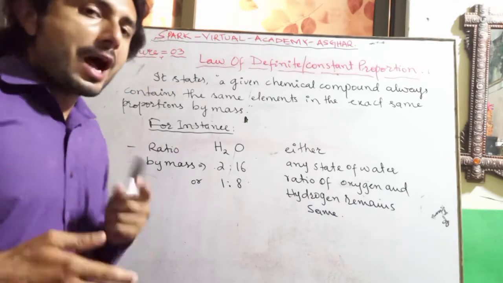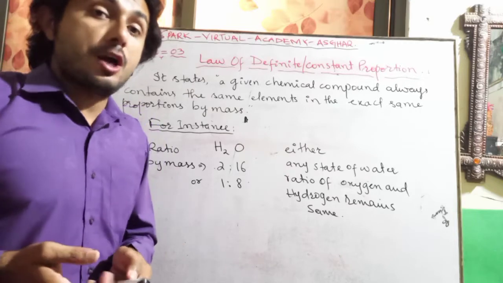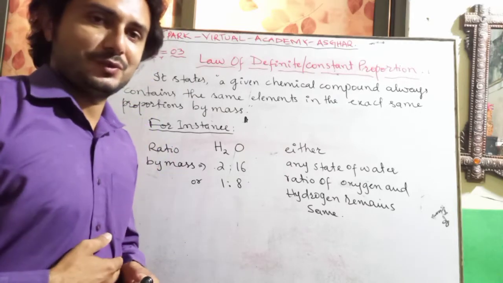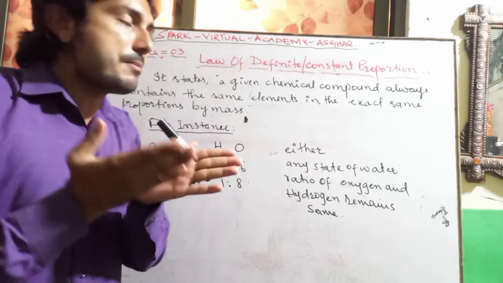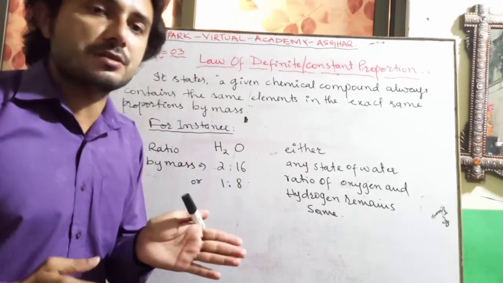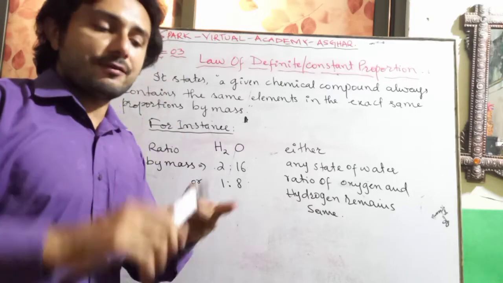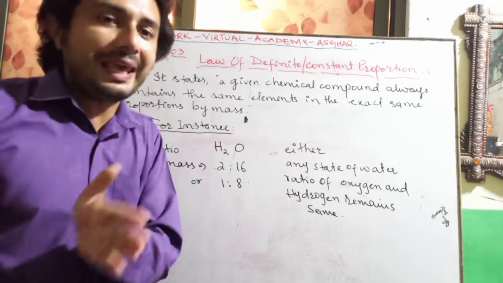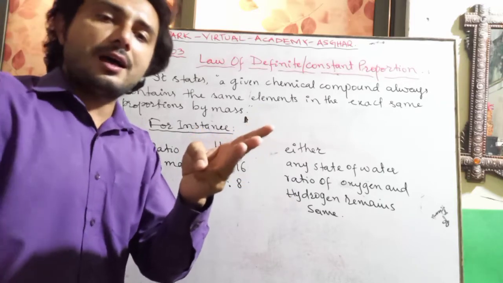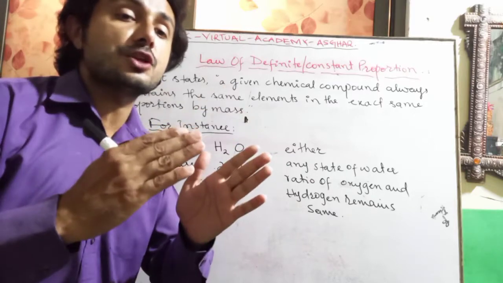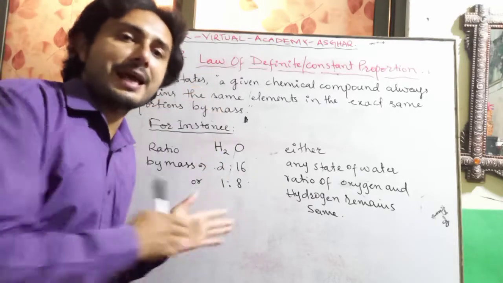Okay, my dear students, now we are going towards the next law. There is law number 2, and it is known as the law of definite, or we can say the law of constant proportion. This law states that a given chemical compound always contains the same elements in the exact same proportion by mass. In simple words, if we have a chemical compound and it exists in different states of matter, either solid, liquid, or gaseous, the proportion of the atoms, the proportion of the elements would remain the same in each state of matter.